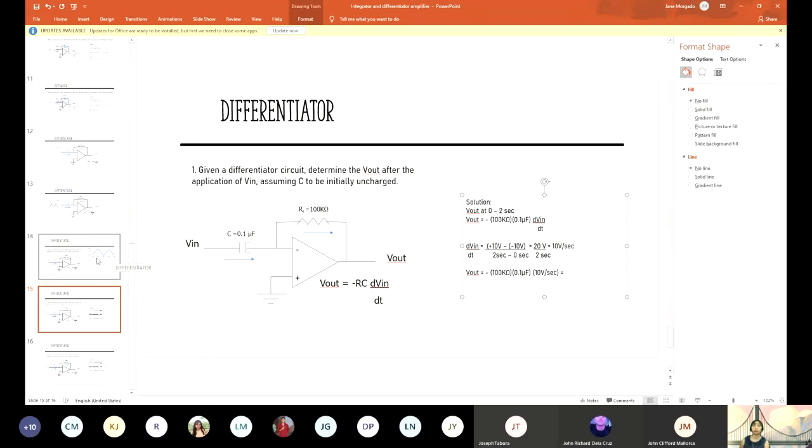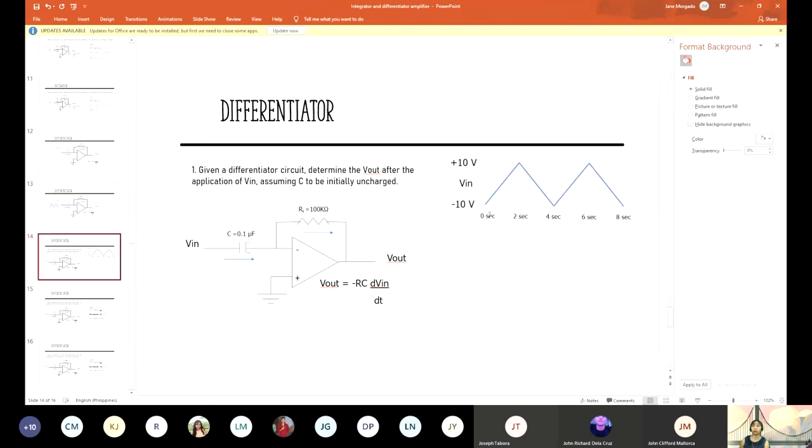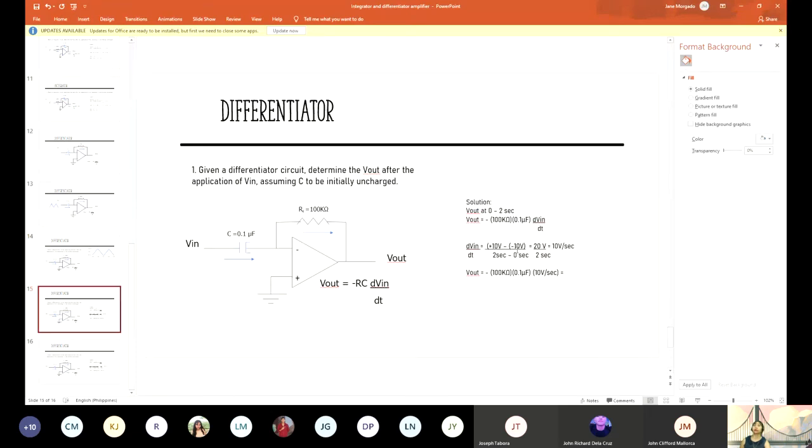So paano ba nangyari yun? Okay. From 0 to 2 second. Okay. So this is our T1, T2. Tama ba, class? And with respect to voltage, so this is our V1, this is our V2. Okay, to solve for the rate of change, so this is V2 minus V1 over T2 minus T1. Okay? So, V2 minus V1, so positive 10 minus negative 10 over 2 second minus 0 second.